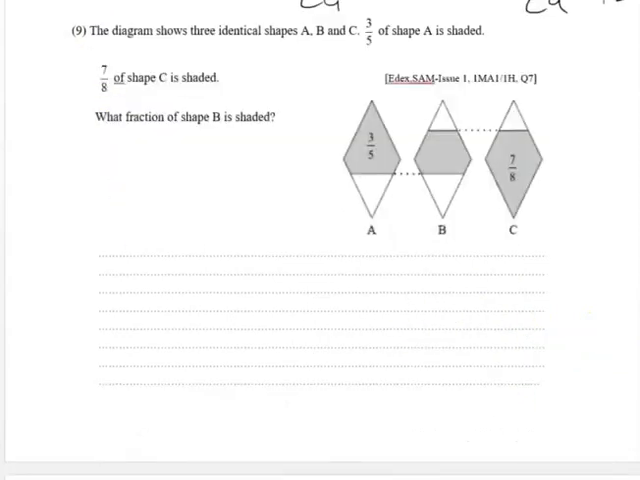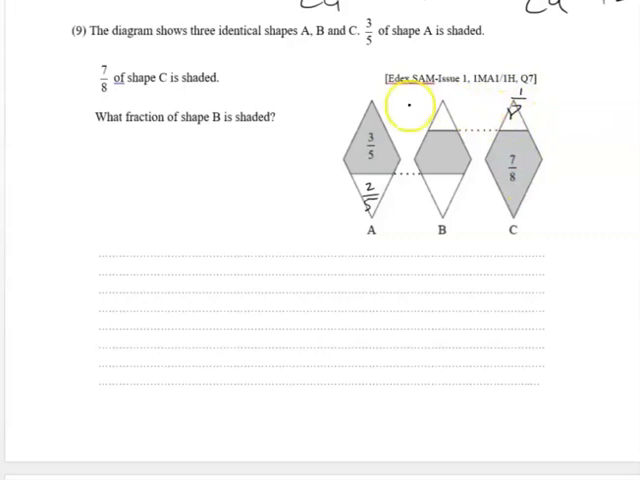Question number 9. The diagram shows 3 identical shapes A, B, and C. Now in shape A, they're showing us that 3/5 of the shape is shaded. So what fraction is unshaded? That's going to give us 2/5. Now on shape C, 7/8 are shaded, so 1/8 is unshaded.